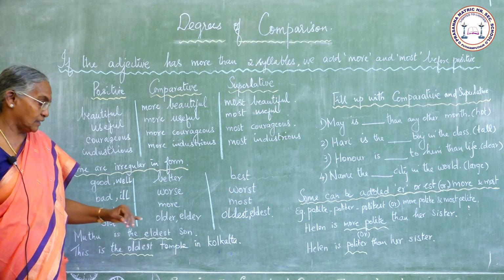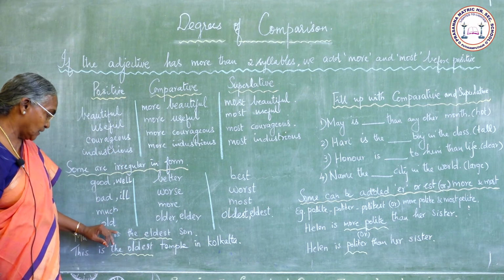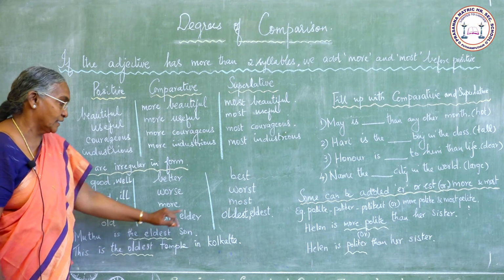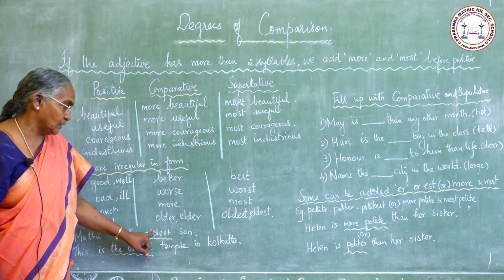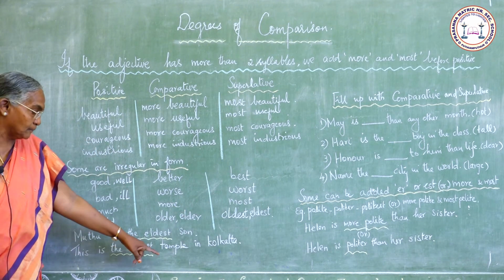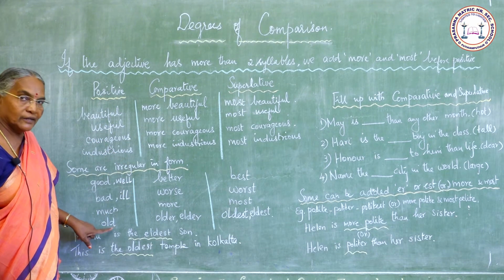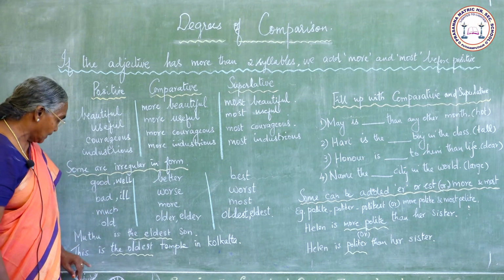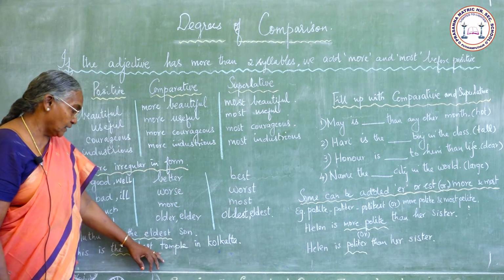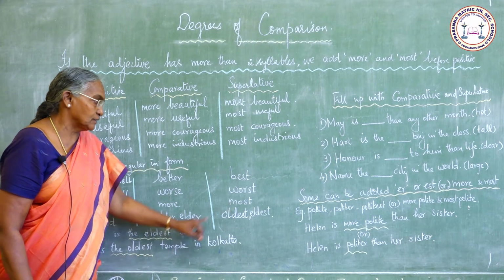Let us see where elder comes and where older comes. If the word old refers to age, we use elder and eldest. Elder in comparative and eldest in superlative. This is the oldest temple in Calcutta. It shows the condition. Here old refers to the condition of the temple. So here we use older for comparative and oldest for superlative.